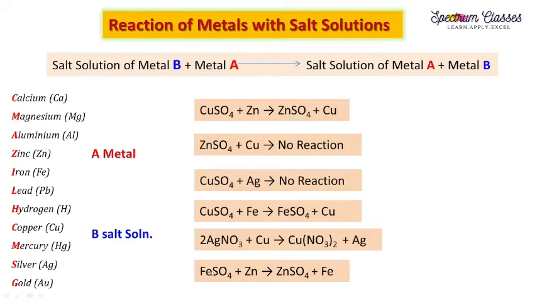Fine. And now iron and zinc. You have to locate whether this is A or B. These two. So iron is B and zinc is A. So this combination is correct. We will get this reaction. So in this manner, you can understand whether a reaction will take place or not.